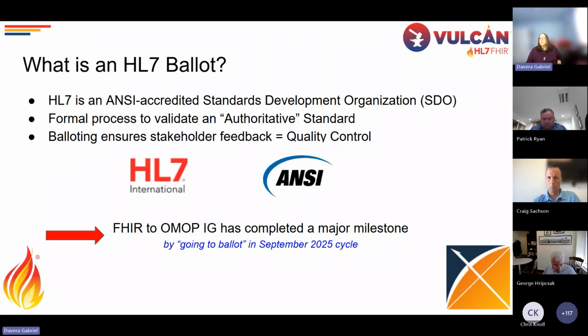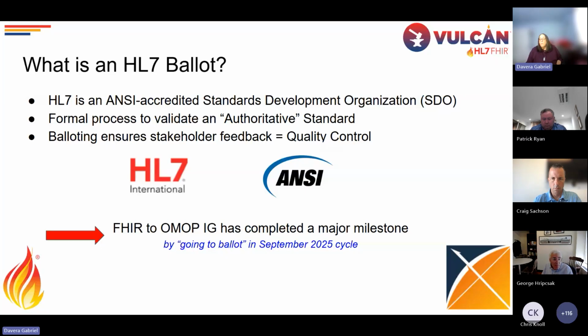So what is an HL7 ballot anyway? HL7 is accredited by the American National Standards Institute, or ANSI, as a standards development organization. ANSI has requirements that enforce rules around the openness and fairness of approval processes. Adherence to these processes results in specifications that are considered authoritative. The ballot process essentially serves as a quality control mechanism, ensuring that technical standards affecting health data exchange meet the highest quality of scrutiny and consensus before they are implemented.